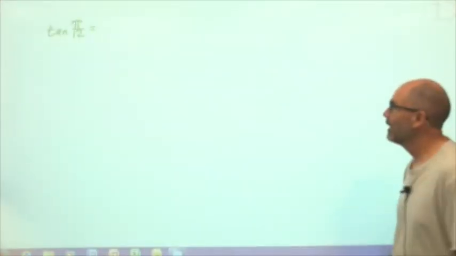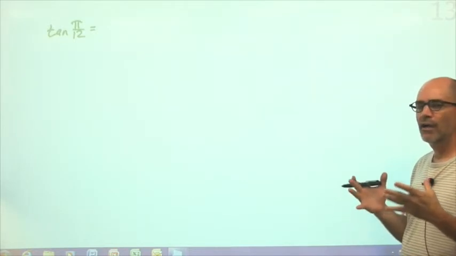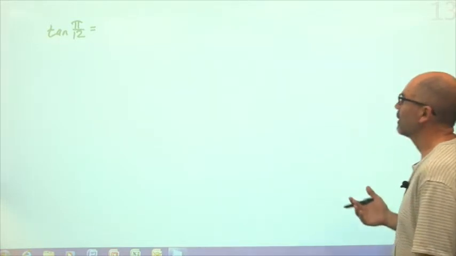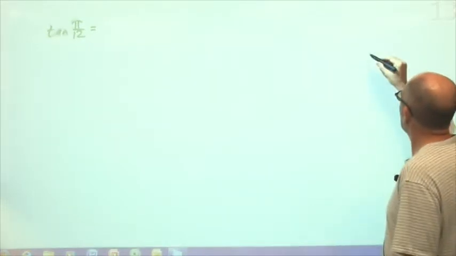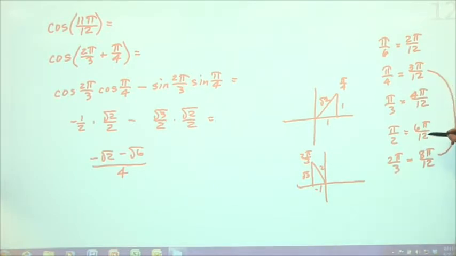Tangent pi over 12. Ooh, yeah. Okay, we have another situation where we need to look at the angles that we know and see if we can make a pi over 12. So notice, if we go back to this situation here, pi over 12, I'm going to need to find two values that are 1 apart. 3 pi over 12, 4 pi over 12.